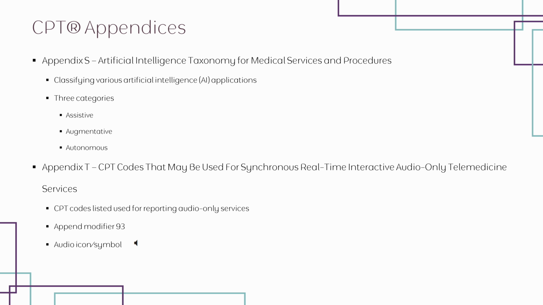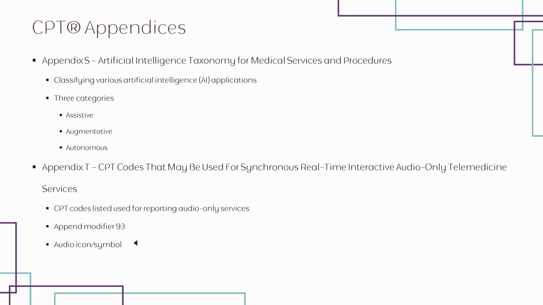Appendix S introduces the artificial intelligence taxonomy for medical services and procedures. As artificial intelligence continues to expand its role in healthcare, this taxonomy provides guidance for classifying various AI applications, such as expert systems, machine learning, and algorithm-based services, into one of three categories: assistive, augmentative, and autonomous. The classification is based on both the clinical service being performed and the amount of work done by the machine on behalf of the physician or other qualified healthcare professional.